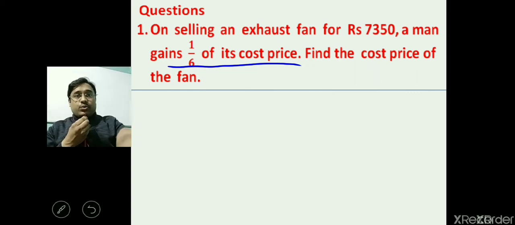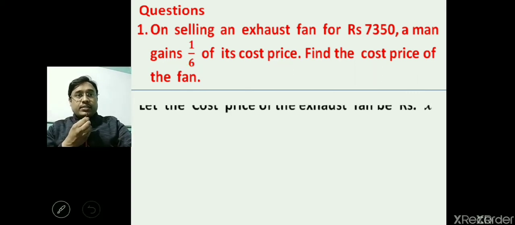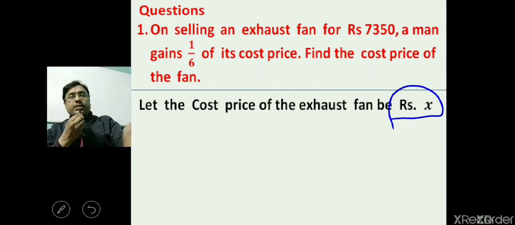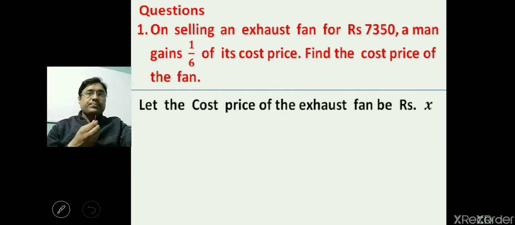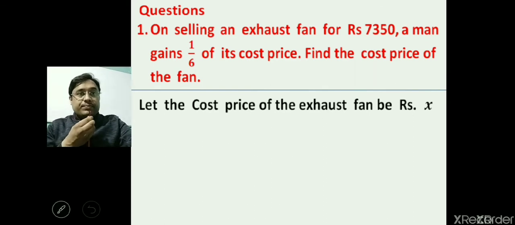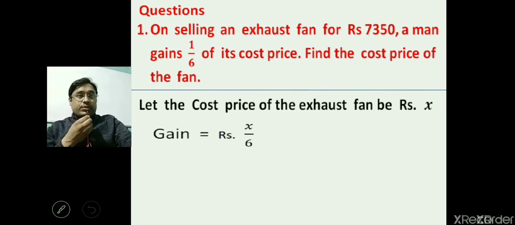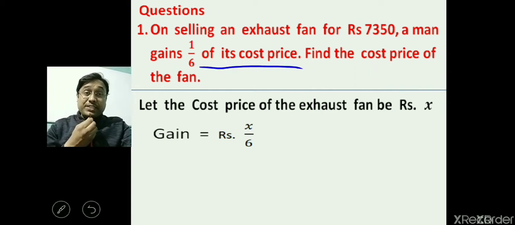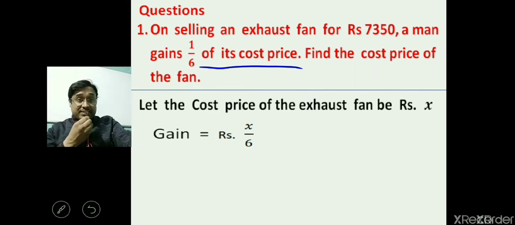Okay, so first you can assume that the cost price of the exhaust fan is rupees X. Then next you will say that gain equals 1 by 6 of cost price. It is given here 1 by 6 of cost price, and cost price is rupees X. So gain is X by 6.